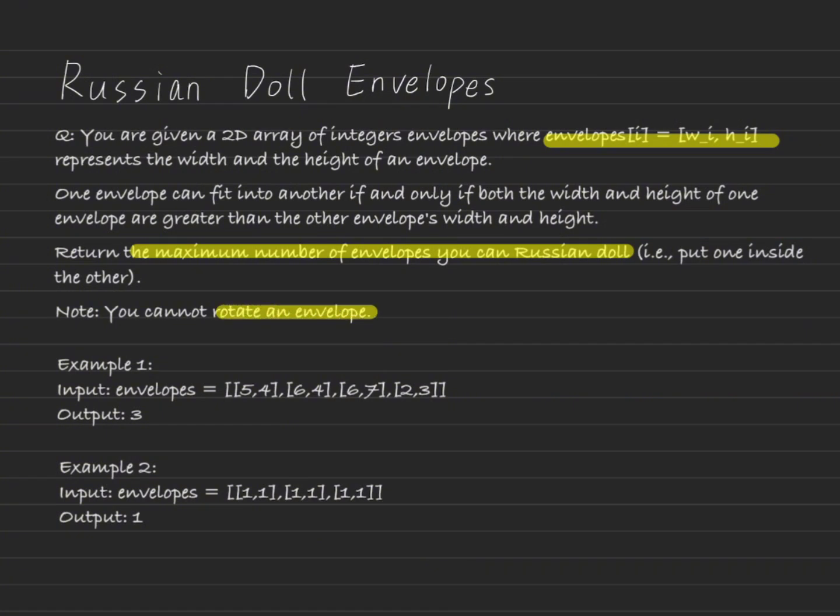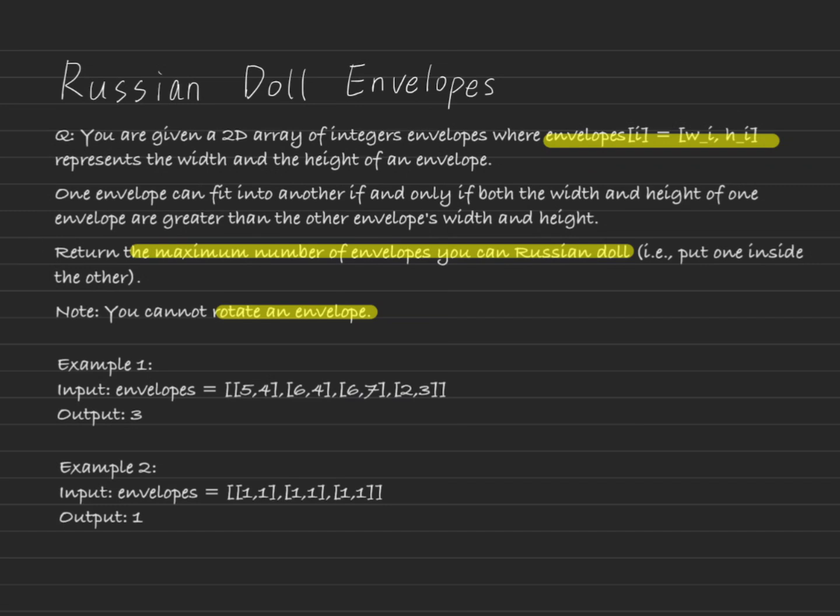Let's look at some examples. In the first example, the envelopes are [5,4], [6,4], [6,7], and [2,3], and the output is 3. This is because you can fit the envelope with width 2 and height 3 into [5,4], and then fit [5,4] into [6,7]. And that's 3 envelopes together.